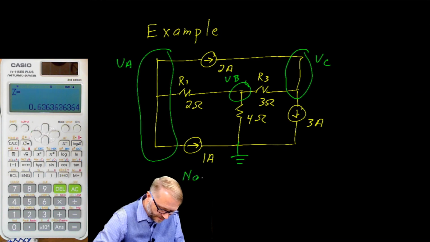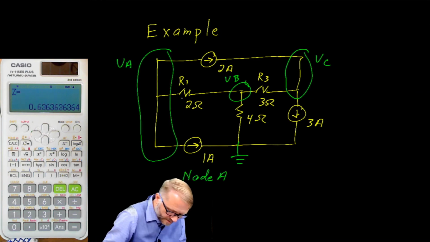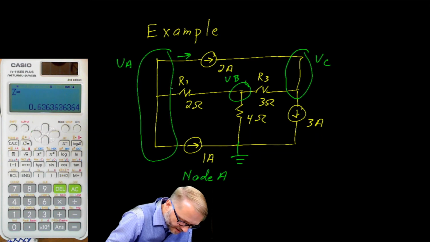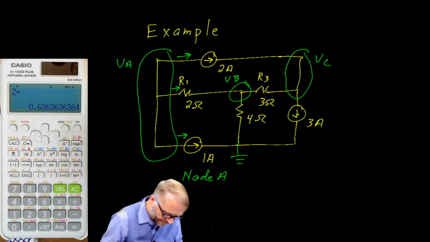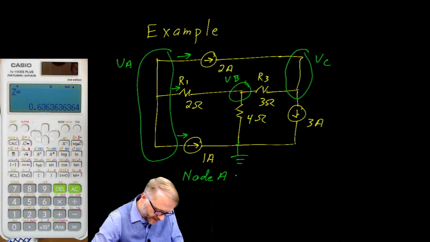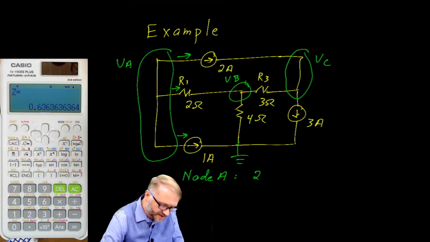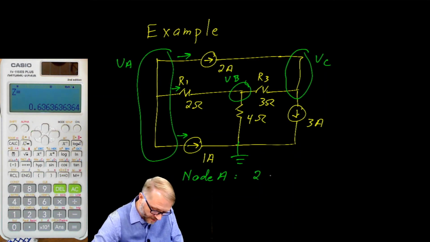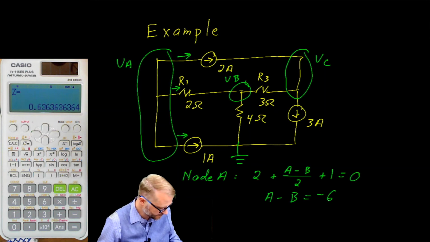Starting with node A, again, we assume all currents are leaving the node. That gives us 2 amps because it's in the proper direction, plus, let's see, A minus B divided by 2 plus 1 is equal to 0. Simplifying that, that's A minus B is equal to minus 6.